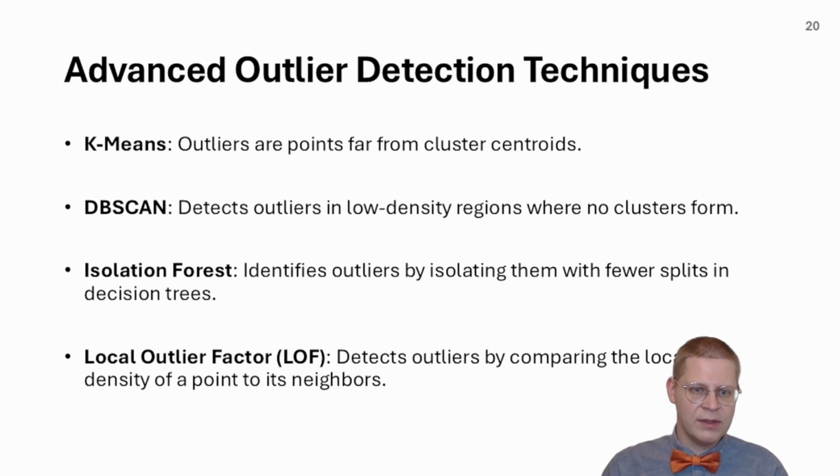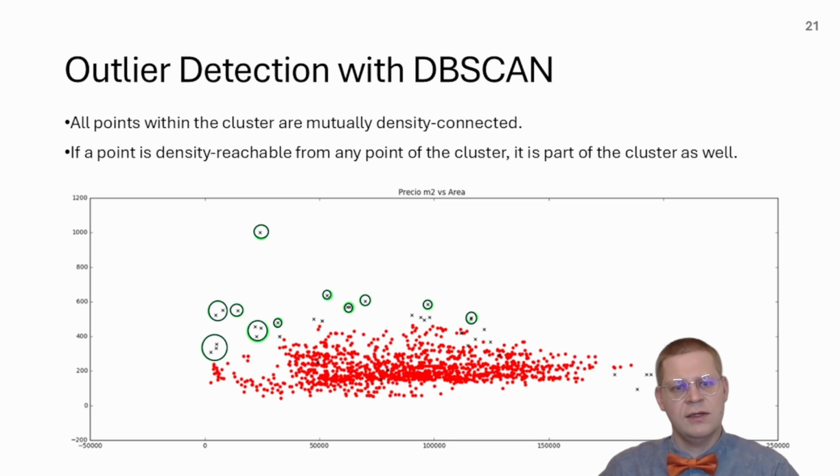We'll definitely take a look at them, but I want you to know that there are different ways to detect an outlier, and not only by classical statistics, but also with machine learning. For instance, in k-means, outliers are points far from the cluster centroids. In DBSCAN, outliers are in low density regions where no clusters can form. And isolation forest is a way to use decision trees. We'll discuss decision trees in lectures a bit later, not during this one, but those are tree based. So there are advanced outlier techniques, and we can take a look at some of them.